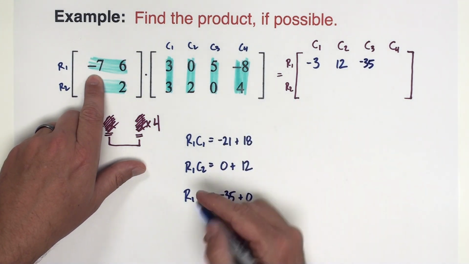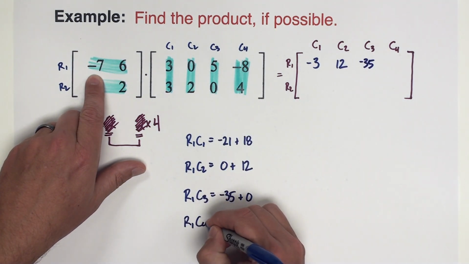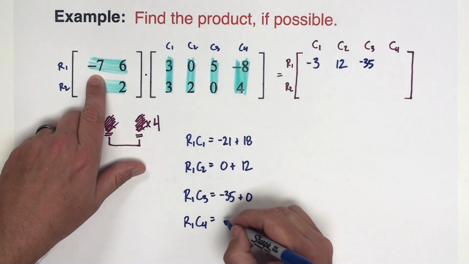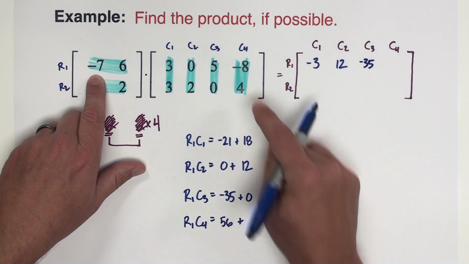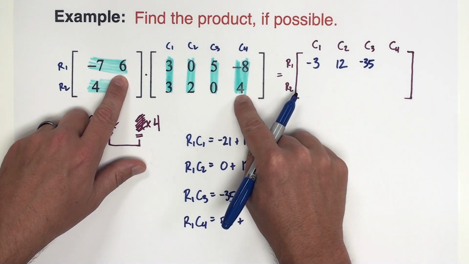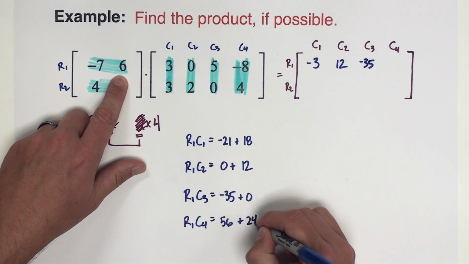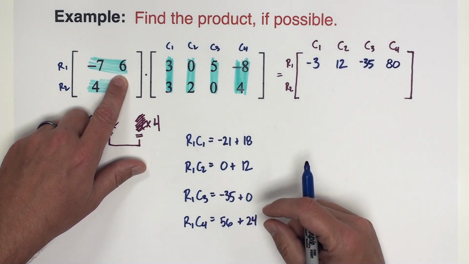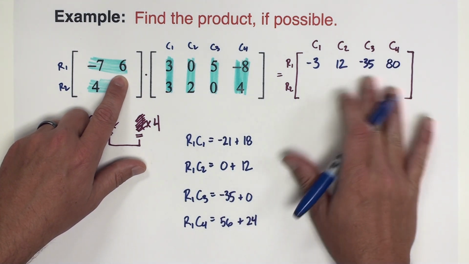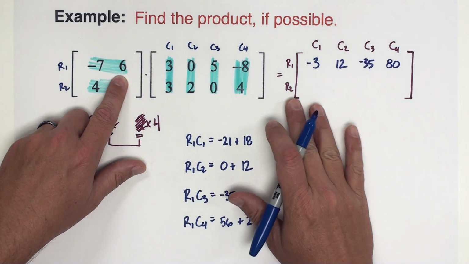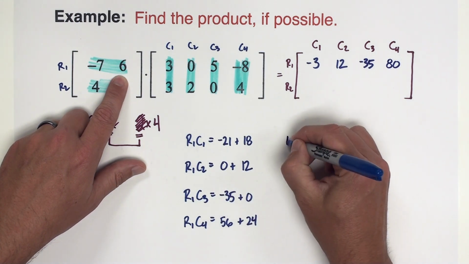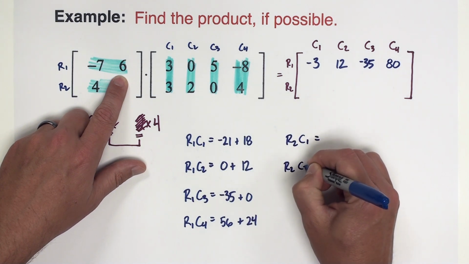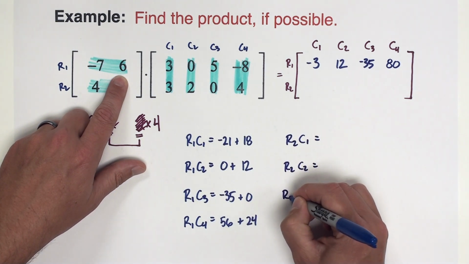And then finally, row 1, column 4. I'm going to go negative 7 and negative 8, which is 56. And then go across and down. 6 and 4 is 24. Those are going to add to 80. Okay, there's completed row 1. Now I'm going to jump down to row 2. I'm going to do row 2, column 1, row 2, column 2. Just want to get them all.